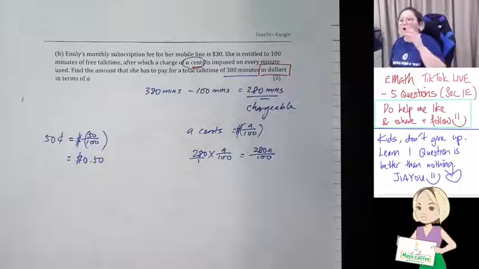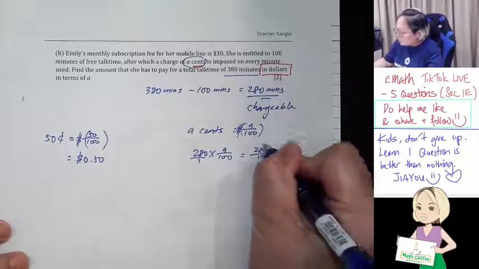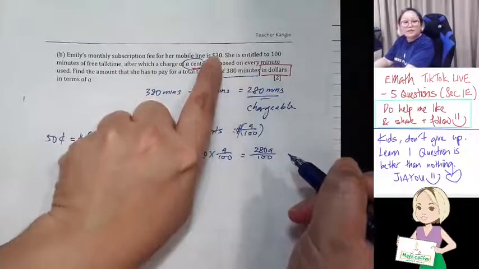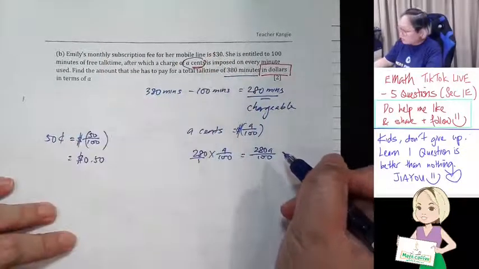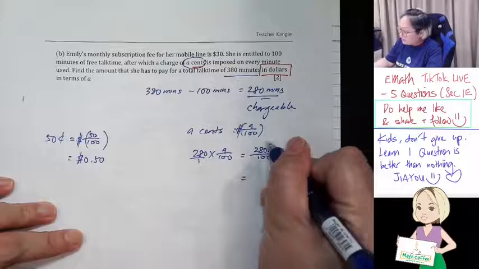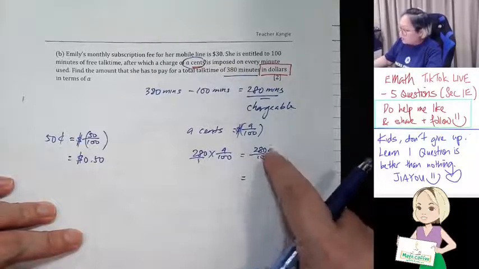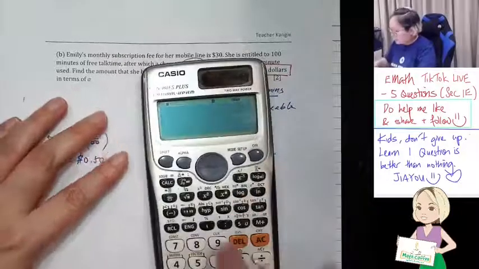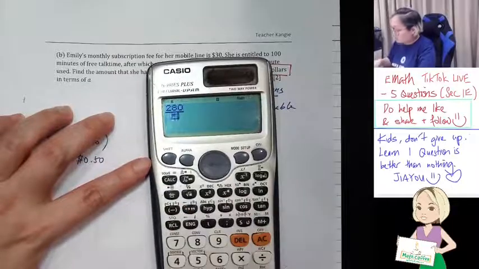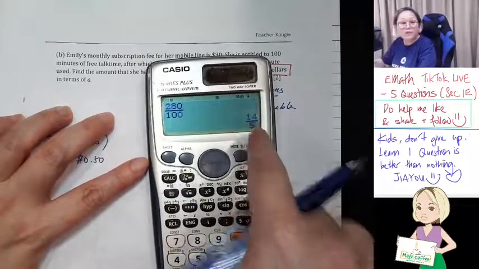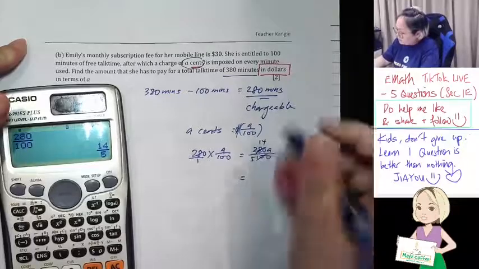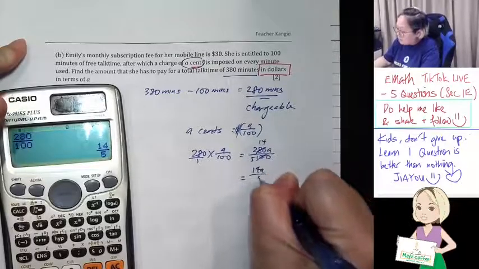You are not wrong, but you need to simplify. So this is only the talk time. Don't forget that for the monthly subscription, there is a $30. So you still need to do what? But of course, before that, let's simplify this. 280 and 100, you can simplify. How you are going to simplify is to use the calculator. Fraction 280 over 100. Press equal. It gives you 14 over 5. So that means this cancels, this cancels. This is 14, this is 5. So it's 14A over 5.